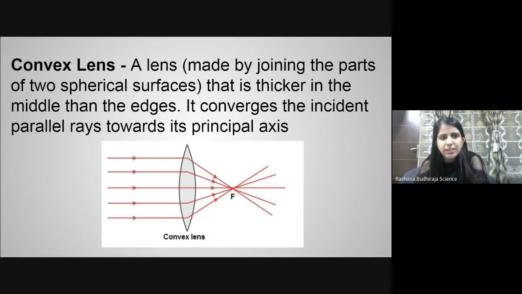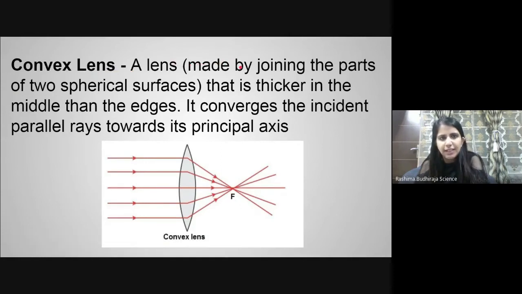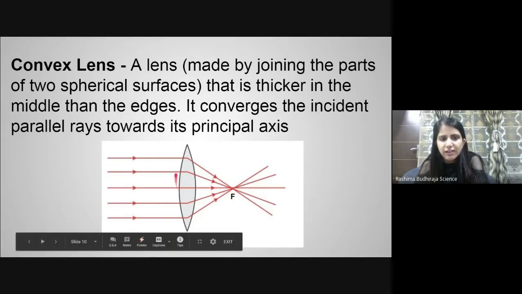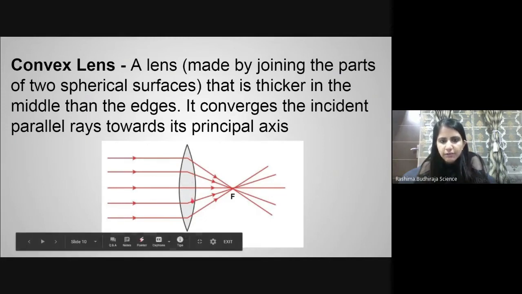Children, now we need to understand what a convex lens is. A convex lens is a lens made by joining the parts of two spherical surfaces that is thicker in the middle than the edges. Concentrate on the lens first. This lens has been made by joining the parts of two spherical surfaces. Both the surfaces are spherical in this case, and this lens is thicker in the middle and it is thinner at the edges. It is a convex lens.